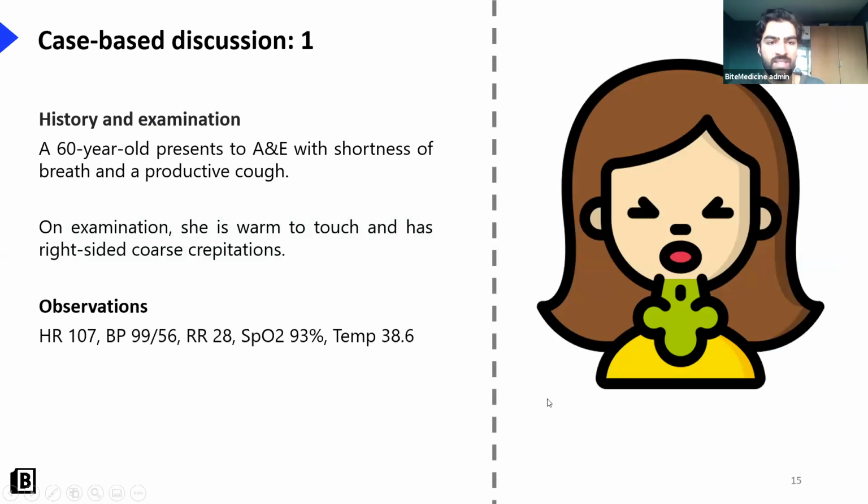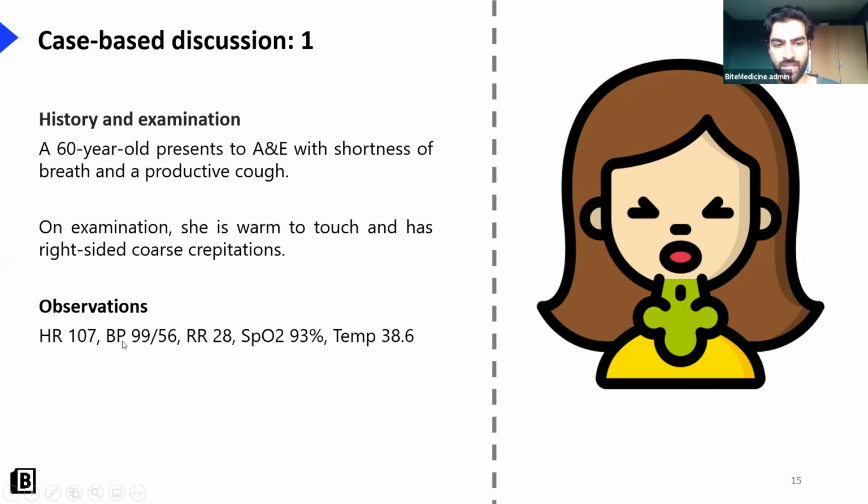So read this carefully. We have a 60-year-old lady who presents to A&E with shortness of breath and a productive cough. On examination, she's warm to touch and has right-sided coarse crackles or coarse crepitations. Those are her observations there. So her heart rate is 107, blood pressure is 99/56, resp rate is 28, saturation is 93%, temperature is 38.6. Okay, taking those observations, because I'm going to ask you what the CURB score is on the next slide. So have a good look at those observations, and then we'll move on to the question.